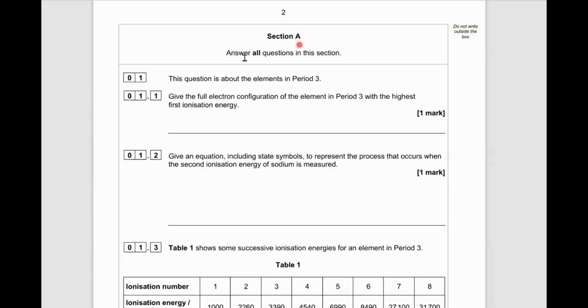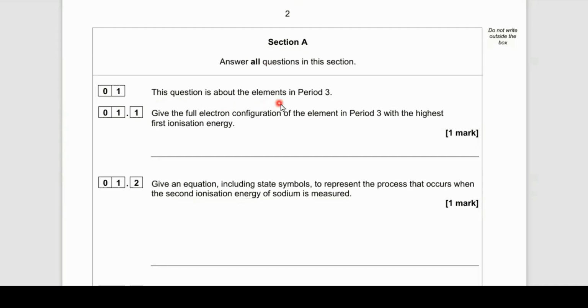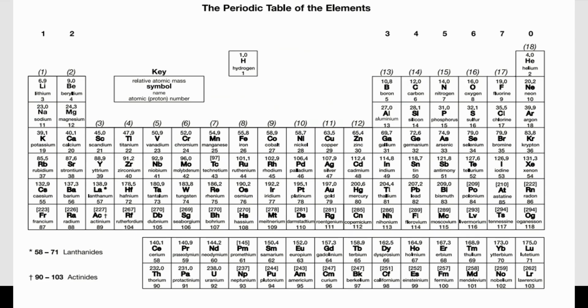All right, question 1. This question is about the elements in period 3. Give the full electronic configuration of the element in period 3 with the highest first ionization energy. So here's the periodic table. Let's go ahead and look at period 3 and work out which one's got the highest ionization energy.